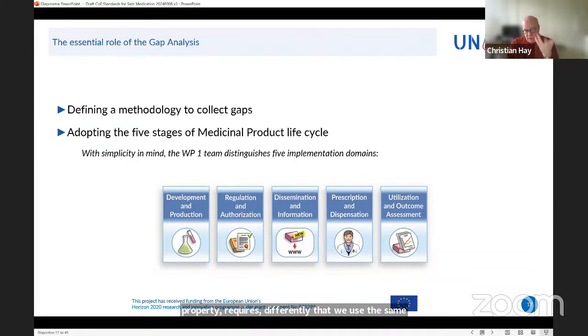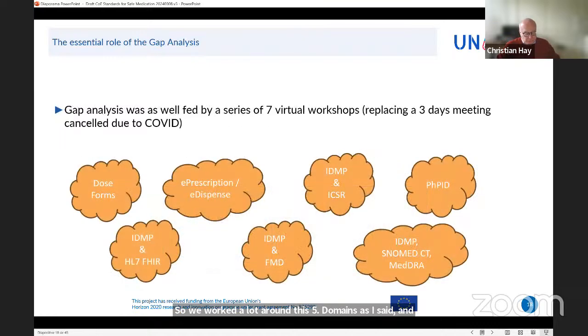So we worked a lot around these 5 domains. As I said, Robert Stegway will speak about that in a moment, but that structured our thoughts. And because UNICOM would not be UNICOM without the COVID pandemic, we had planned in March 2020 a 3-day workshop for all the UNICOM member associated participants, where we had prepared a series of workshops, which you'll find here.